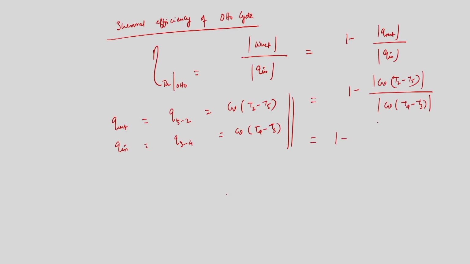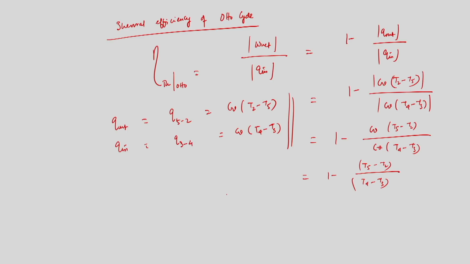So, Cv will get cancelled out. So, Cv into T5 minus T2 divided by Cv into T4 minus T3. I am writing the positive because T5 is higher than T2. Now, it is 1 minus T5 minus T2 divided by T4 minus T3. This is what we are getting, right?